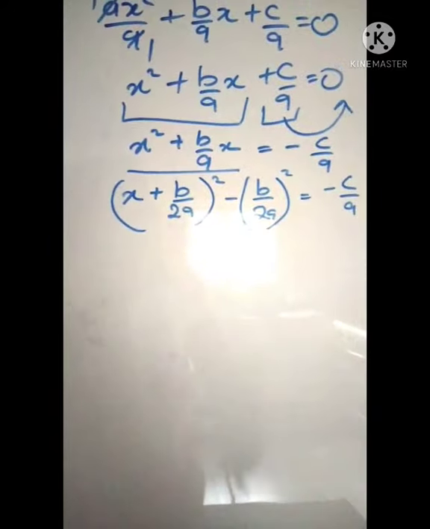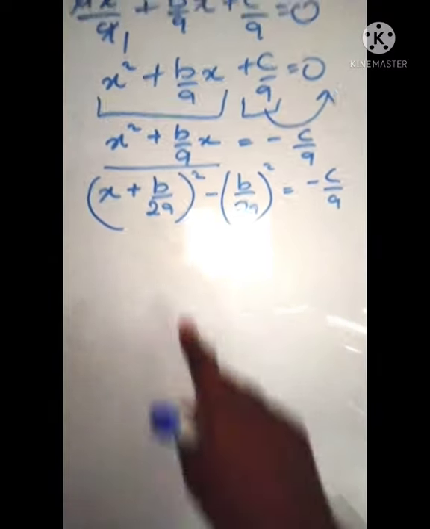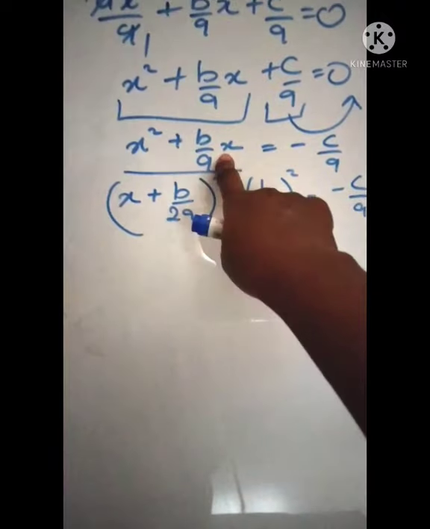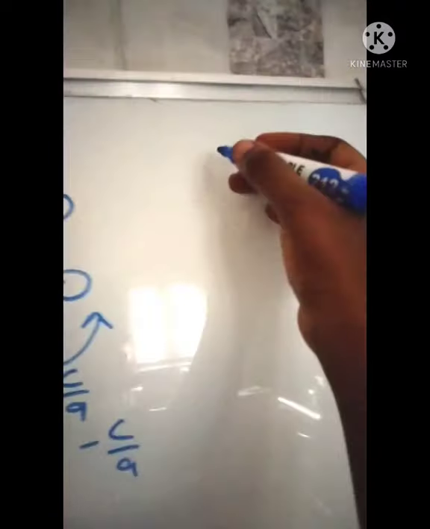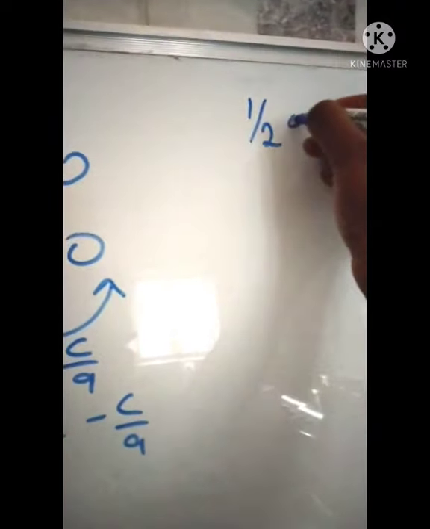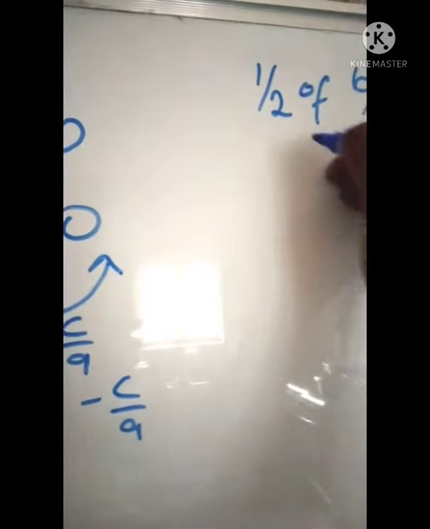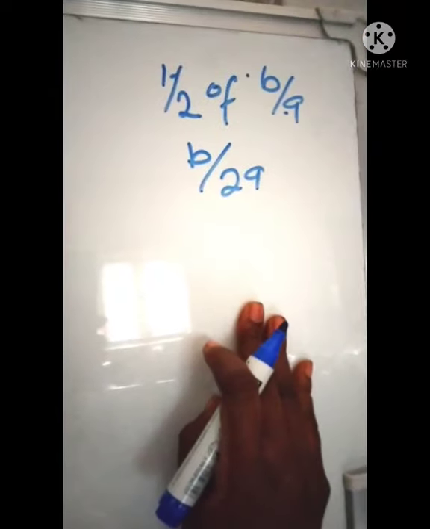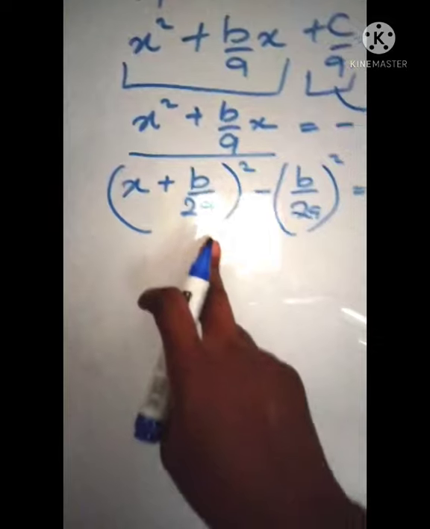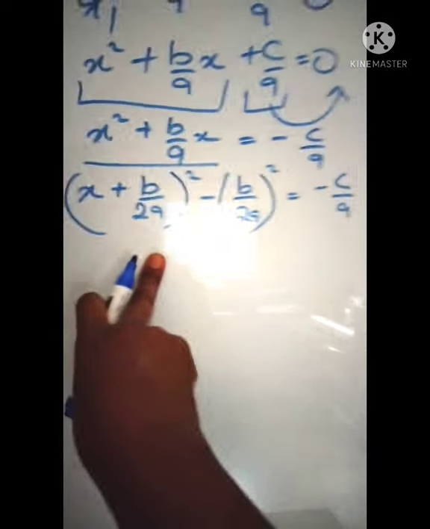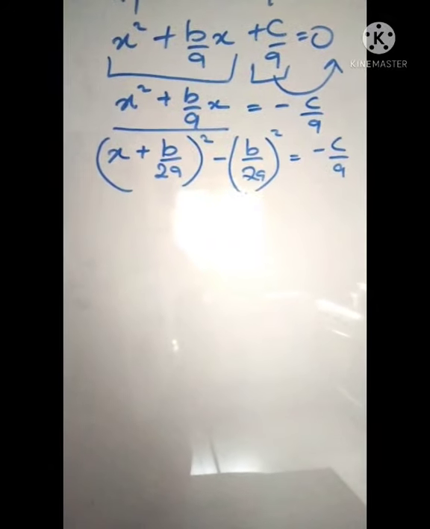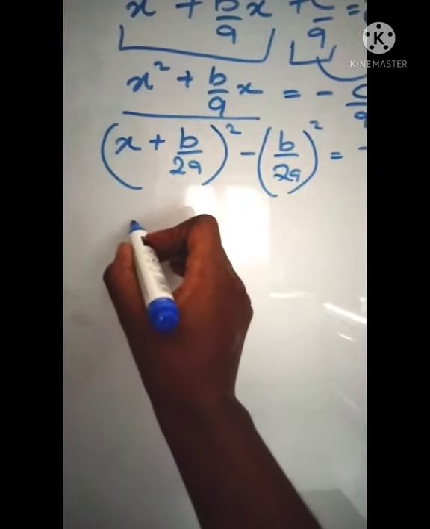So how did we do this? Remember, to complete the square, we'll have to take half of this coefficient, half of b all over a. 1 times b will give us b, 2 times a will give us 2a. So that's how we got this, and that's how we got this value here. Right? I hope we're understanding. Okay. So let's continue.